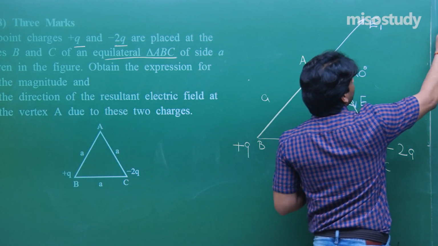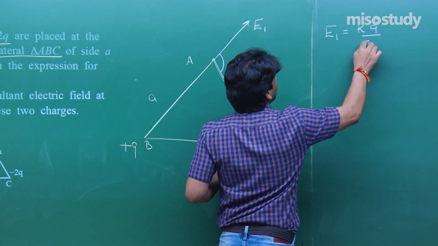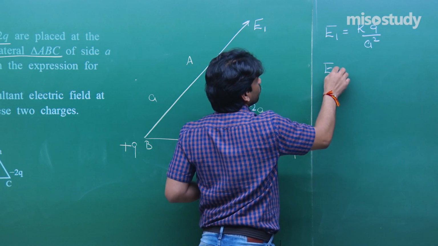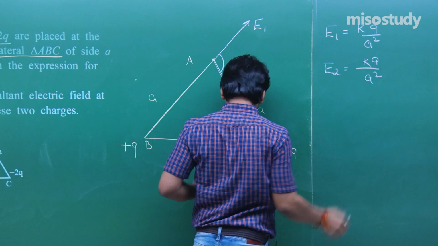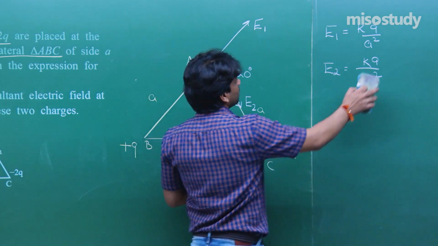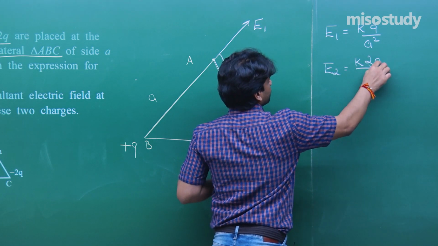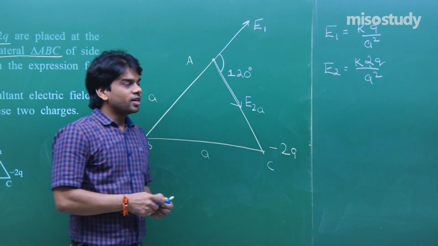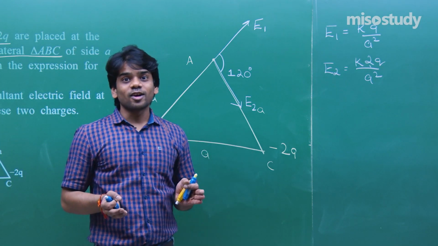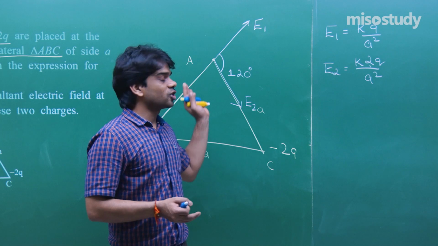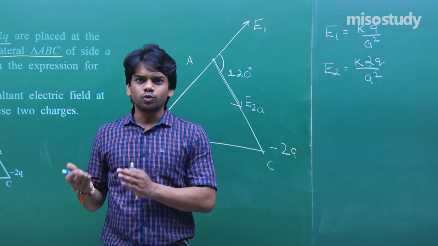E1 value, if I write the value of E1, will be kQ by a square. E2 value will be, sorry, it will be 2Q because this charge on C is 2Q. Direction, you have got the sense. Two vectors lying at an angle of 120 degrees, both tails are joined. You can easily find the magnitude: under root A square plus B square plus 2AB cos theta.